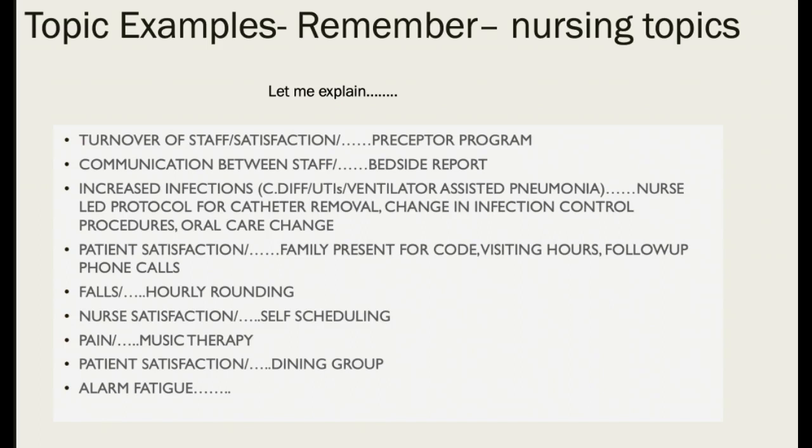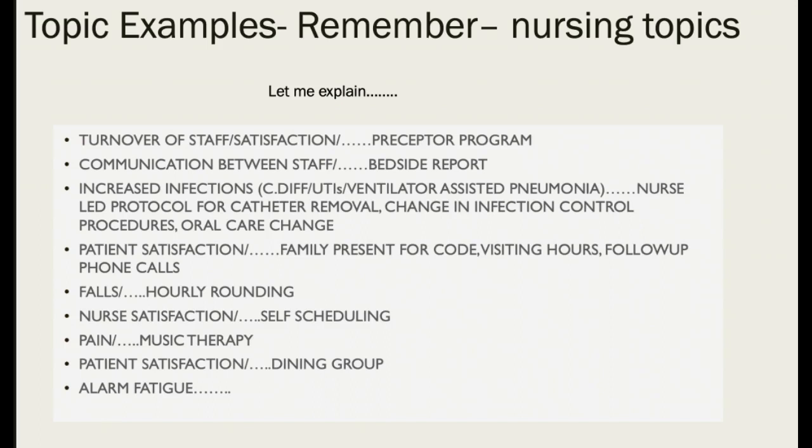Patient satisfaction, that topic, improving patient satisfaction, maybe addressing visiting hours, widening of visiting hours, or eliminating visiting hours and having open visitation. Family presence for codes, follow-up phone calls by nurses. Those are all potential topics. Falls and the institution of hourly rounding, nursing satisfaction, how we can improve that. Pain, for example, the use of music therapy or aromatherapy.